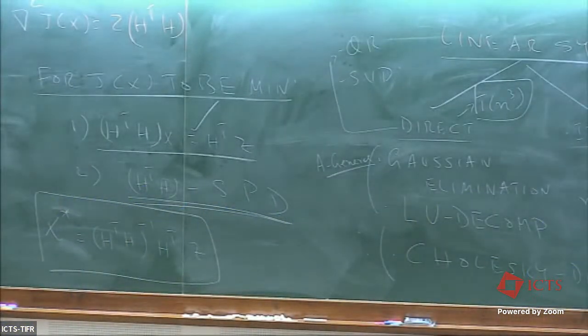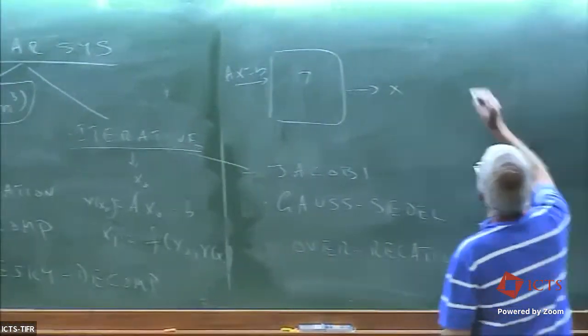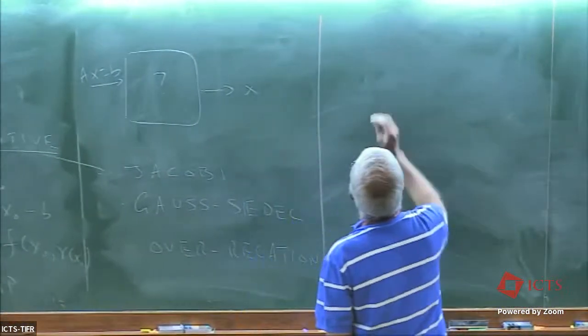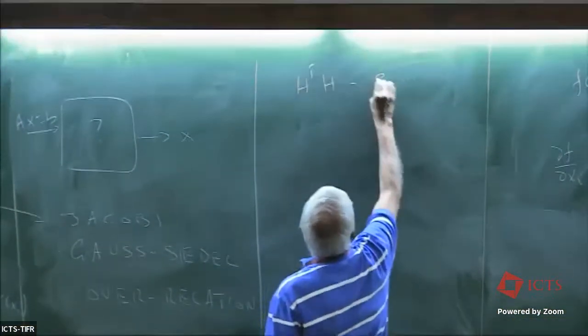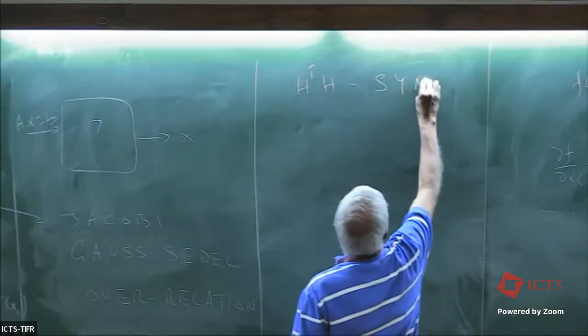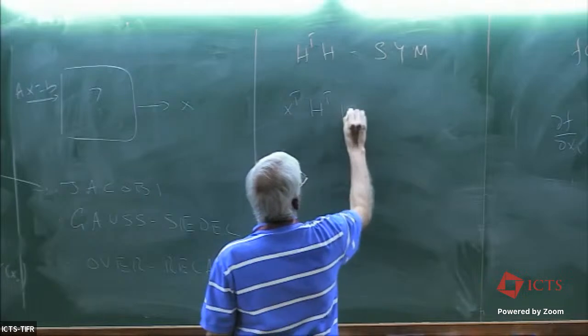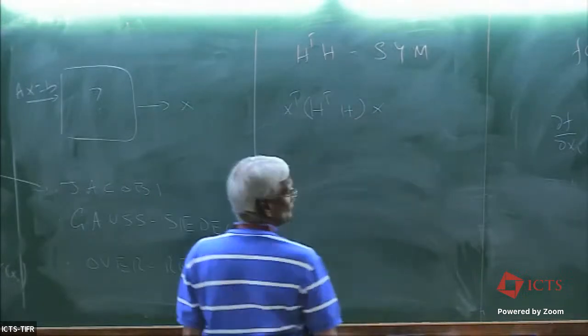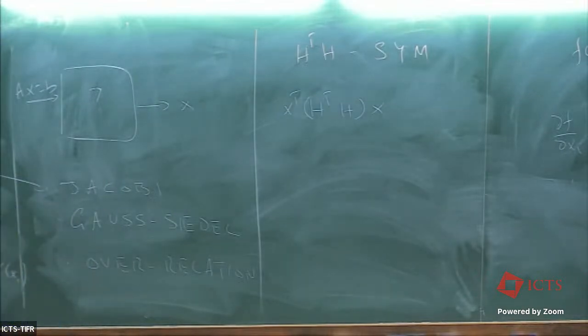Okay. Now I want to keep this. So let's come in here now. H transpose H is symmetric. So consider the quadratic form. Hey, that's the quadratic form in the objective function right here.